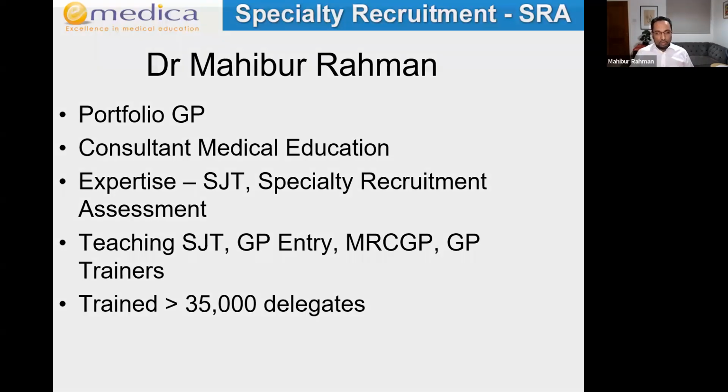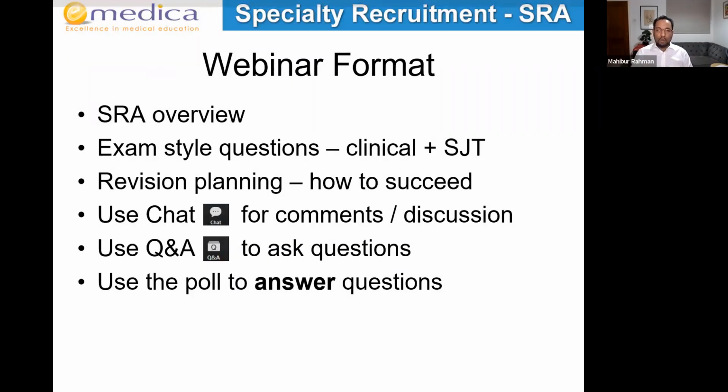So let's look at what we're going to cover and how the webinar will work. I'm going to start with an overview of this exam, the Specialty Recruitment Assessment. We're then going to go through some exam style questions. We'll look at the clinical paper first, and then the SJT paper. Then we're going to look at some revision planning, how to succeed. What are the common mistakes that lead people to fail? And then how can you avoid those?